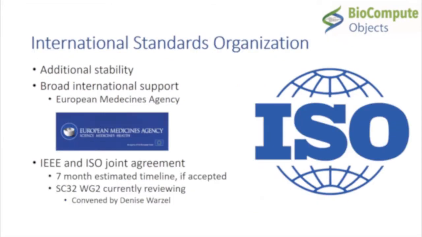At the same time, we're also hoping to go through the International Organization for Standardization, or ISO. That would give us additional stability. It would give us additional reach, I think. It's an even larger society than IEEE. And so IEEE and ISO actually have a joint agreement in place whereby anything that the IEEE accepts and publishes as their standard, the ISO has the ability to publish it sort of as a joint standard.